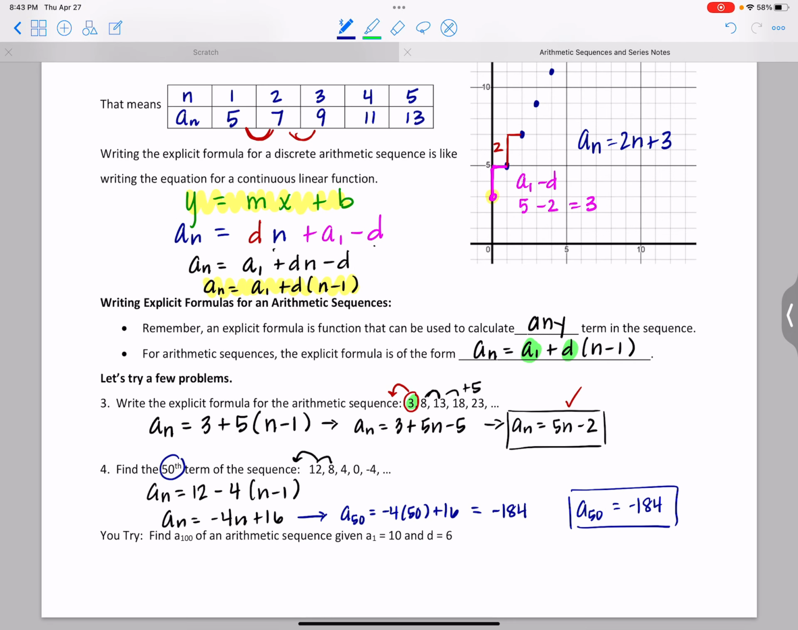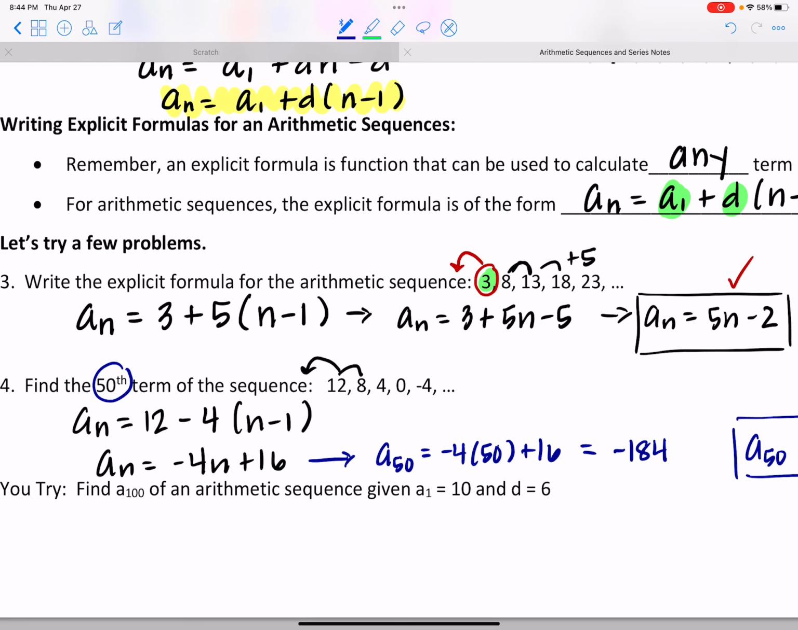Okay, so there it is. We can write an explicit sequence. We can use it to find any term. That's the whole point of writing one. So this would be a good place for you to pause the video and try it out. If you don't want to, that's okay too. Let's go ahead and knock this out.